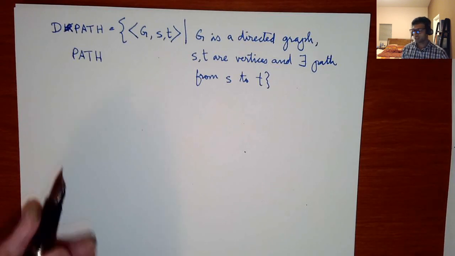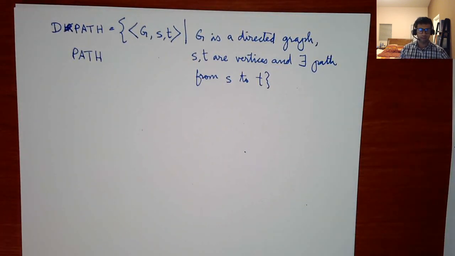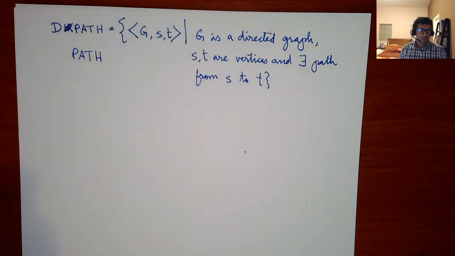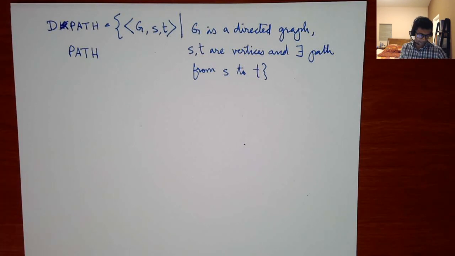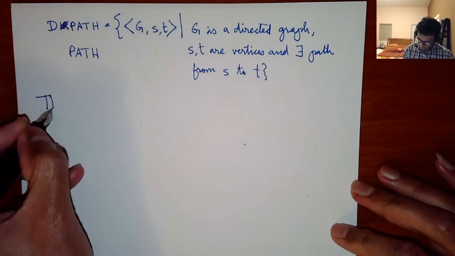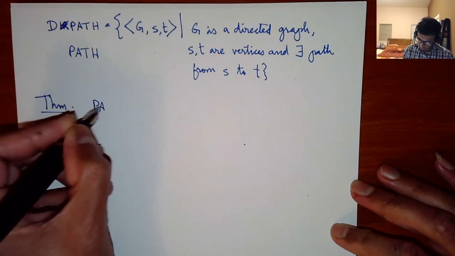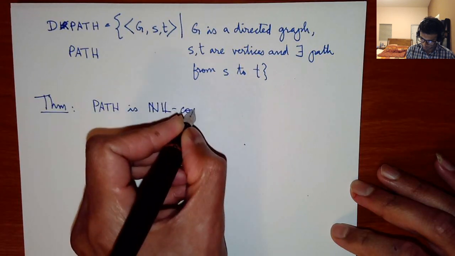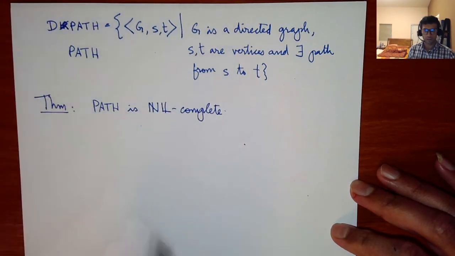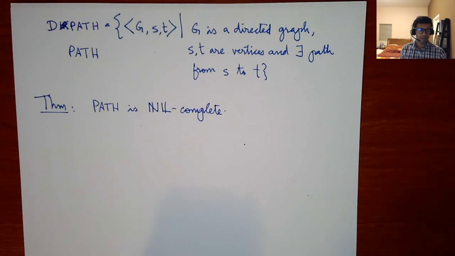Does the language make sense? It's just a graph, S and T, and there's a path from S to T. You can solve this using your favorite BFS or DFS or whatever have you. But remember, BFS and DFS take linear space. So that's a linear space algorithm. But the theorem is that path is NL complete. Sorry, I should have called this directed path. When I mean path, it's directed path.